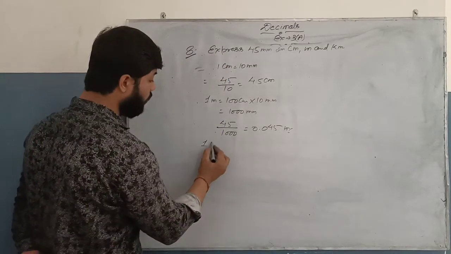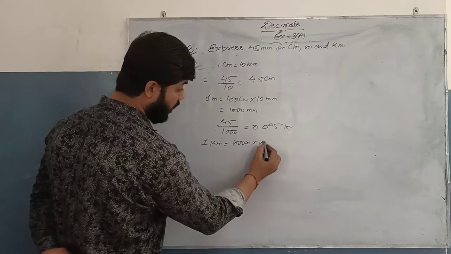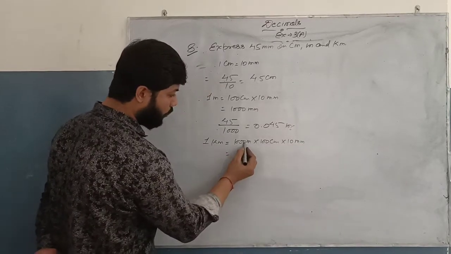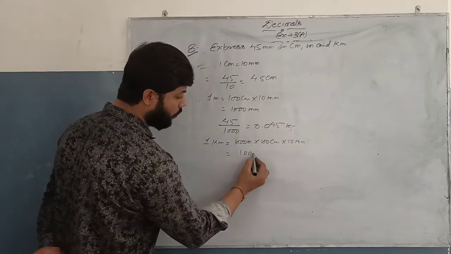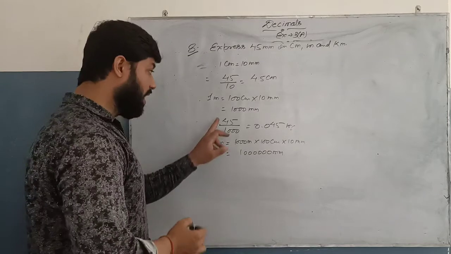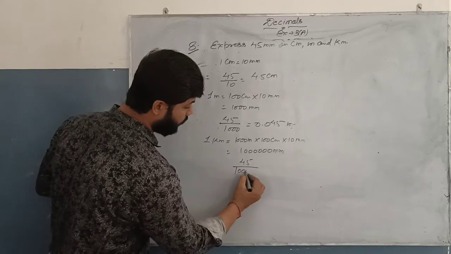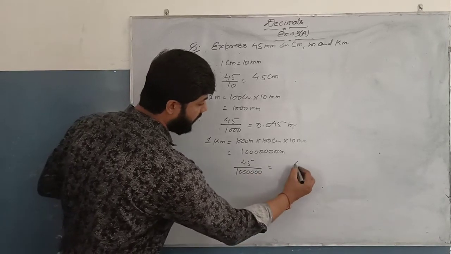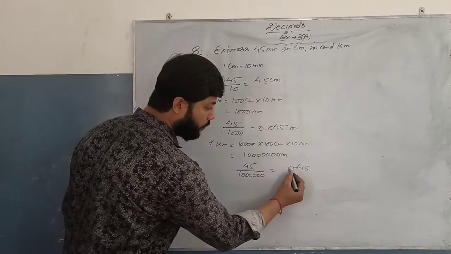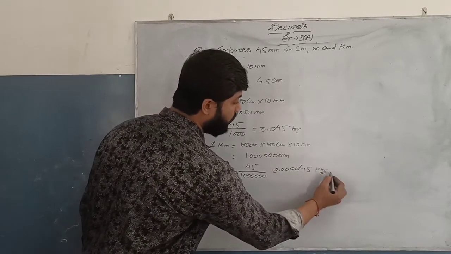Now for kilometer, 1 kilometer has 1000 meter, 1 meter has 100 centimeter, and then 1 centimeter has 10 millimeter. So now 1, 2, 3, 4, 5 and 6. So one has 6 zeros, that is 1, 2, 3, 4, 5, 6 millimeter. Now we have to divide 45 by this. We will write 45 and count 6 digits from this side, 1, 2, 3, 4, 5, 6. We place decimal here. This much kilometer will be your answer.